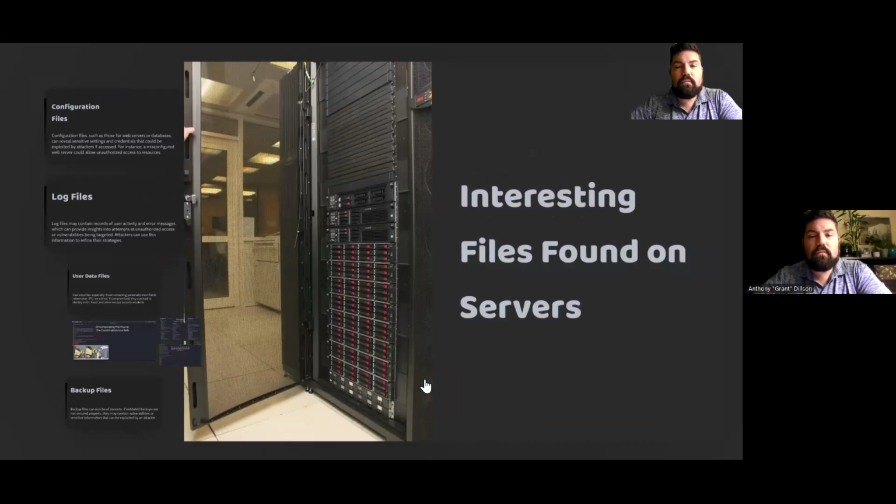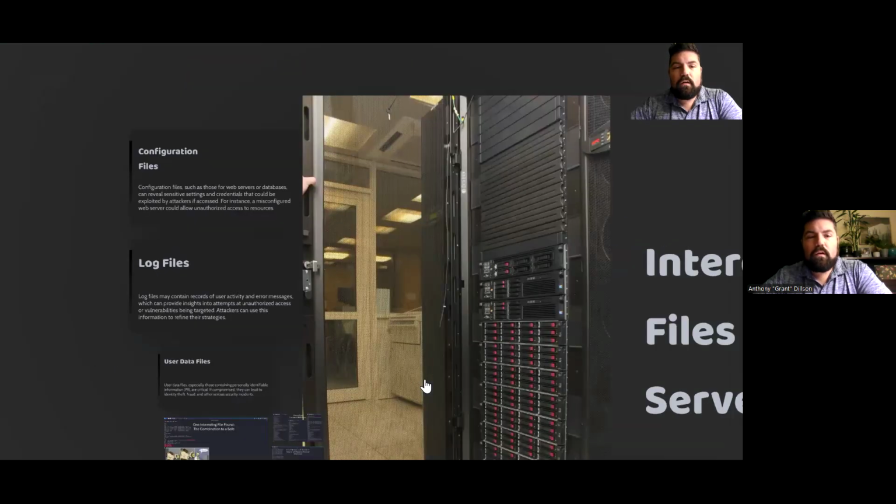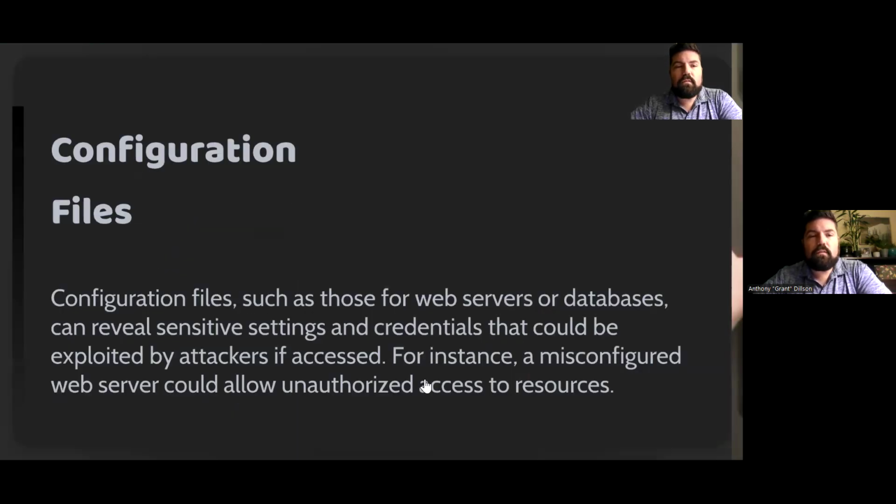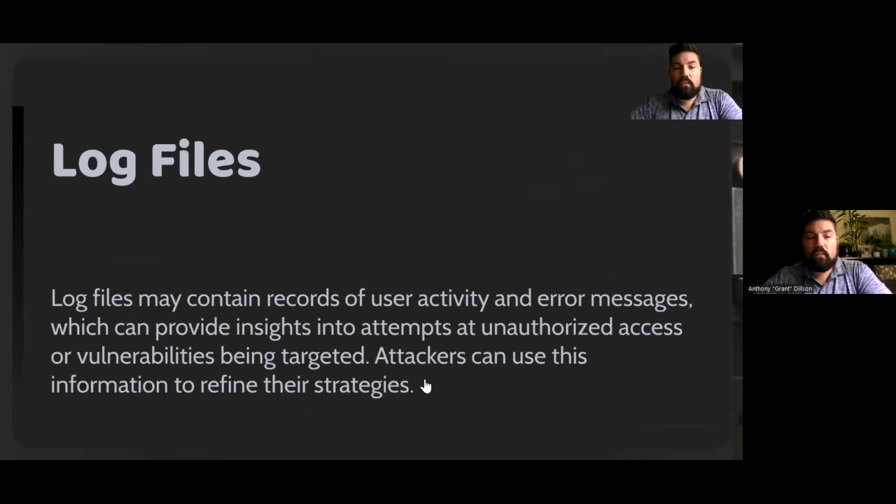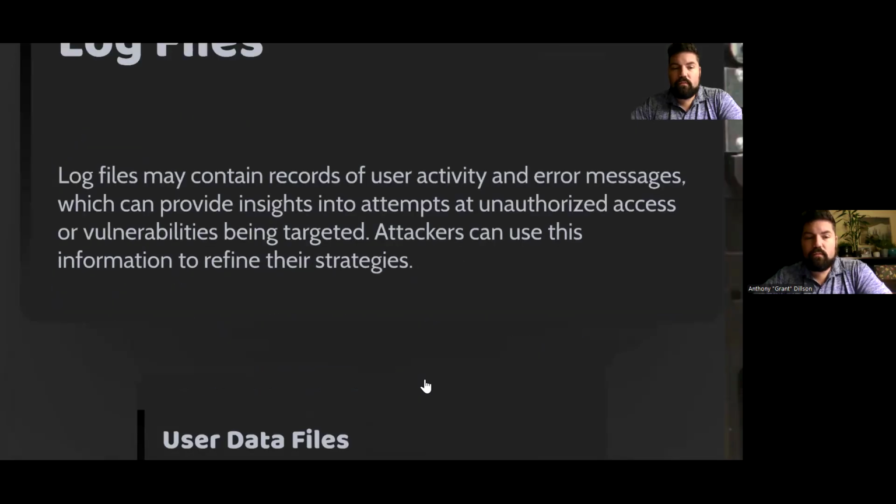And now with that, we did find some interesting files in both the web server and the production server. Some files can be considered configuration files for web servers or databases, which reveal sensitive settings and credentials that could be exploited by attackers if accessed. For instance, a misconfigured web server could allow for unauthorized access to resources. Log files can contain records of user activity and error messages, which can provide insights into attempts at unauthorized access or vulnerabilities being targeted. Attackers can use this information to refine their strategies.